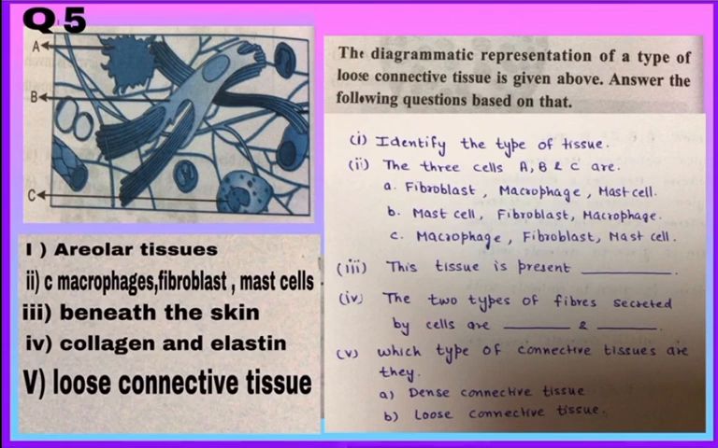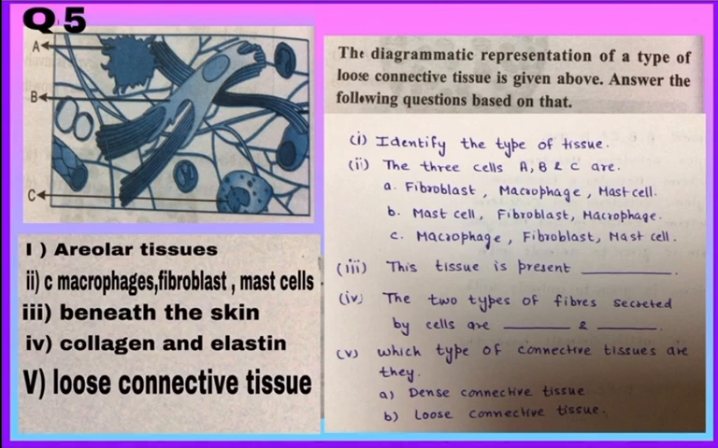Question 5, यहाँ डायग्राम में loose connective tissue की diagrammatic representation दी गई है and now answer this question. First part of the question, identify the type of tissue. It is areolar tissue. Second part of the question, the three cells A, B and C are. A is a macrophage, B is a fibroblast and C is mast cell. So correct choice is C, mark C.